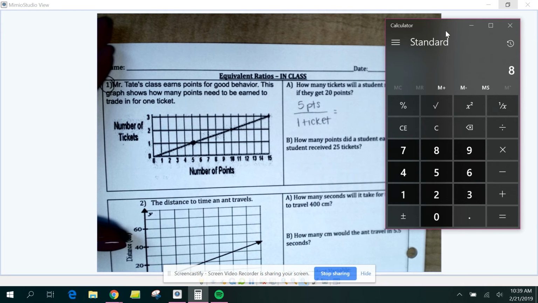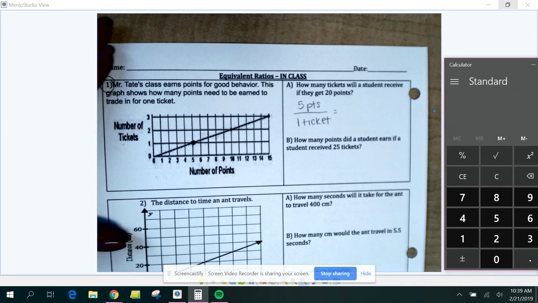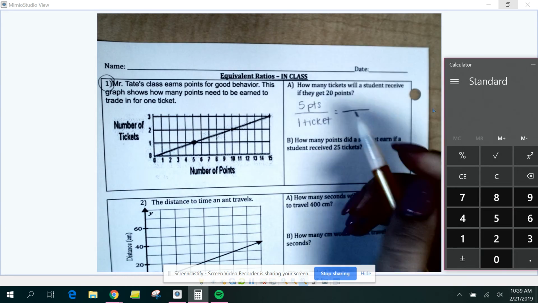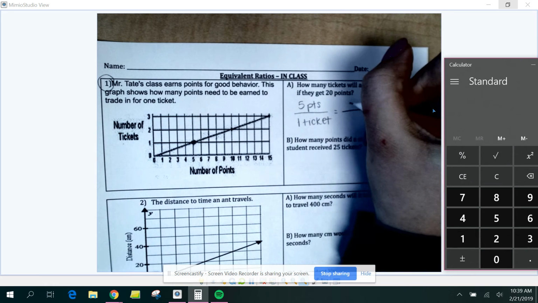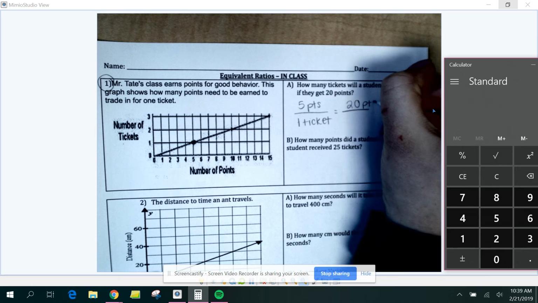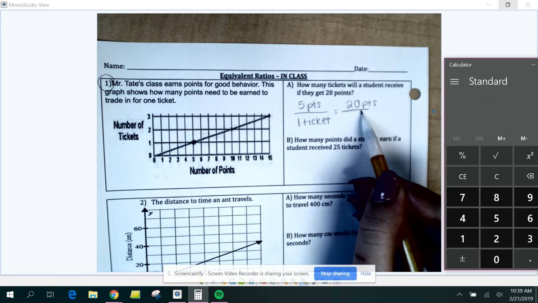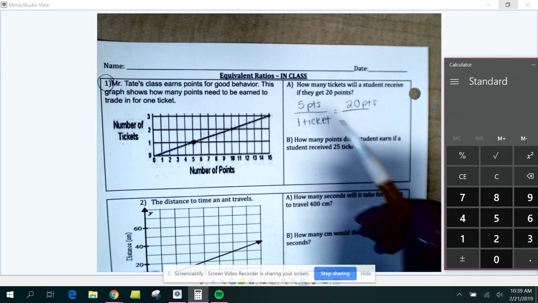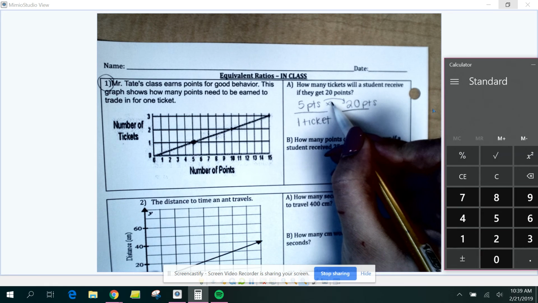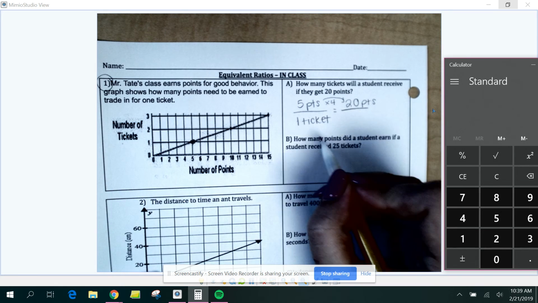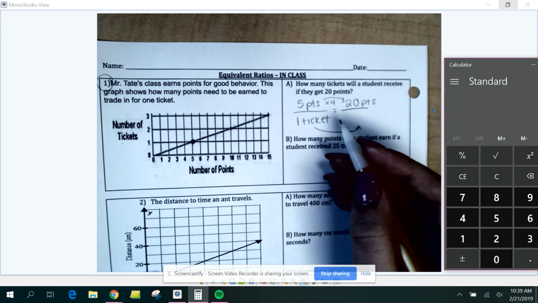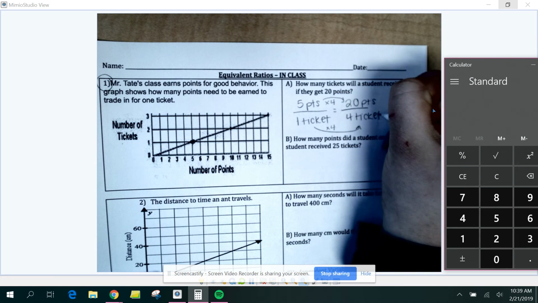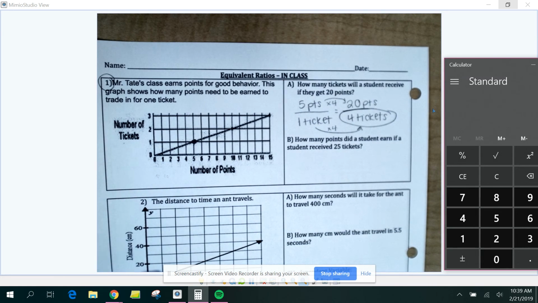Now, sorry, I'll move the calculator. How many tickets will a student receive if they get 20 points? So now over here, points is in my numerator, it's on top. So here's 20. So I have to think, what did I do to 5 to get 20? Well, if I'm not sure, I can do on my calculator 20 divided by 5. That would give me 4. So that tells me that I multiplied by 4, 5 times 4 to get 20, which means I have to do the same thing on the bottom. 1 times 4 to get 4 tickets. Circle my answer.